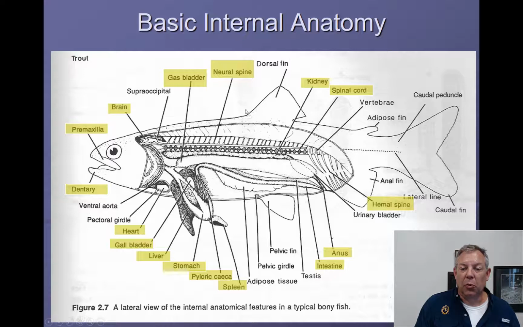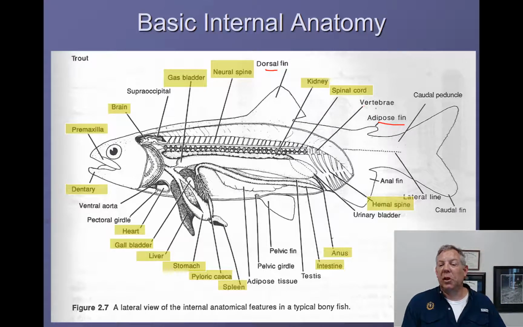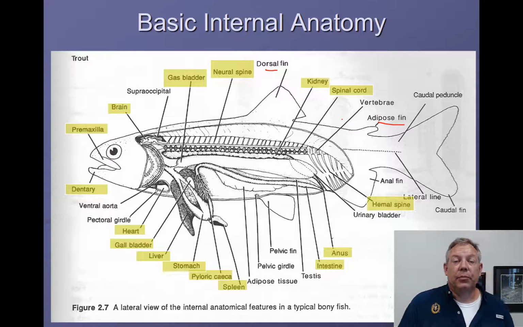But some of these other things like dorsal fin, let me get my pen up here. We've already mentioned dorsal fin and adipose fin. Vertebrae probably also would be good to know. A lot of this stuff is straightforward and you already know them. A couple things I also want to point out. The upper jaw or the top lip we call the premaxilla, and the bottom is called the dentary, and that's going to become important later.